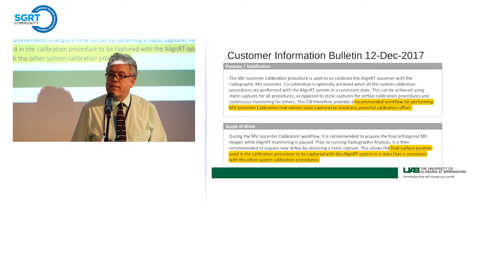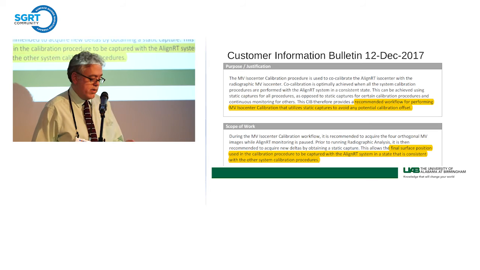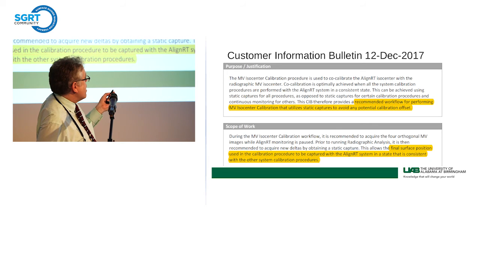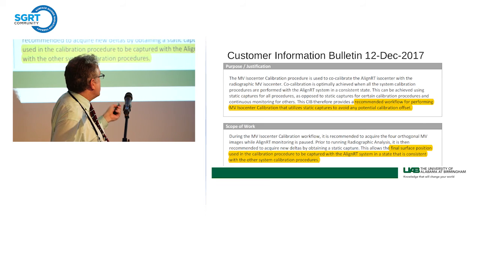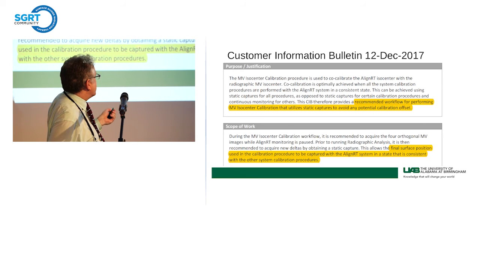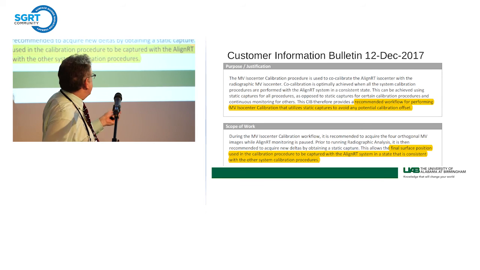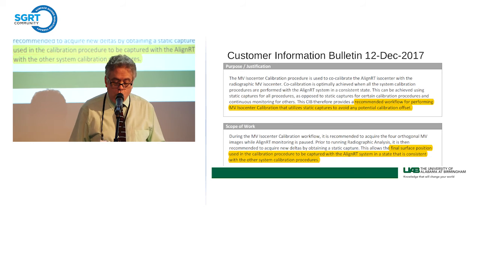So in late December, we got it in early January, there was a customer information bulletin released that I'll show here. So there was a recommended change in workflow to the MV isocenter calibration, and the purpose of it was to make sure that how those positions of the phantom were captured was consistent with the rest of the system calibration procedures. Now, what does that mean?